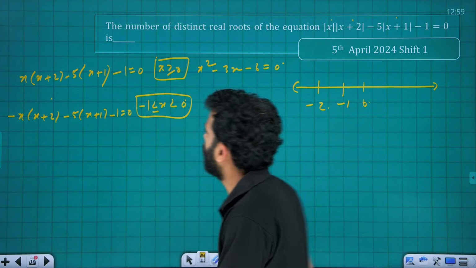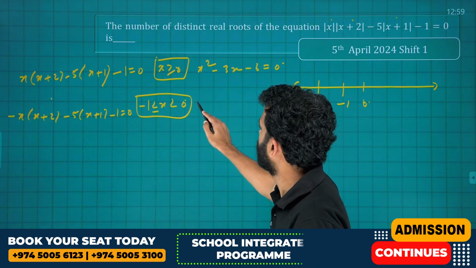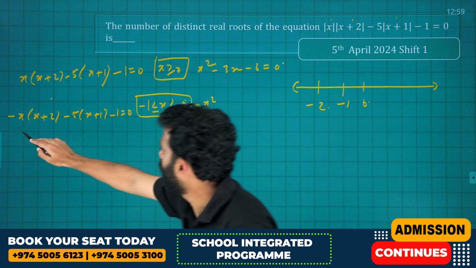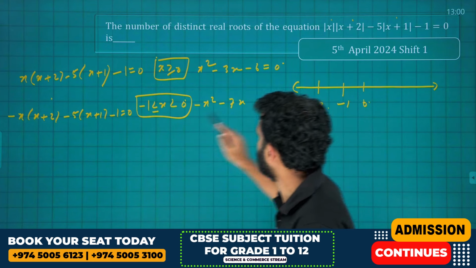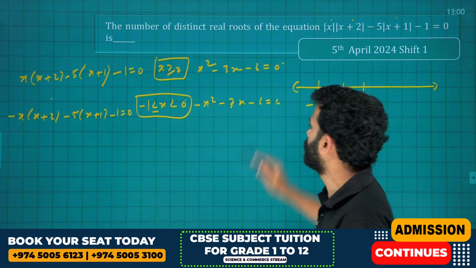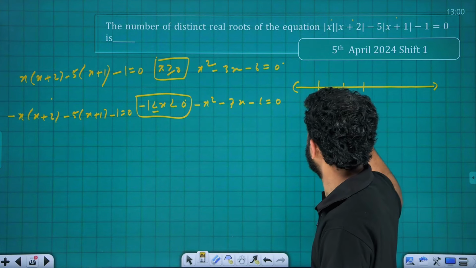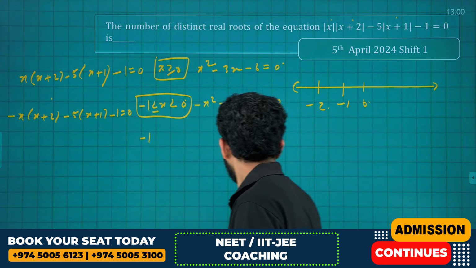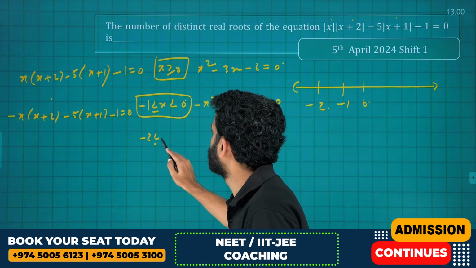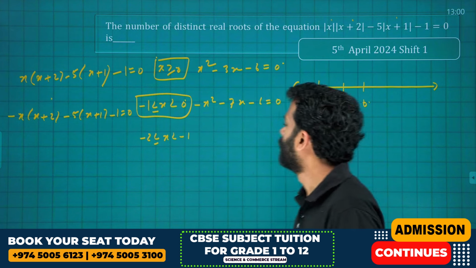So, if you simplify it, you will get minus x square, right? Minus x square minus 2x minus 5x, that is minus 7x minus 5 minus 1, that is minus 6 is equal to 0. Hope you are getting the idea here. Next is from minus 1 to minus 2, that is minus 2 less than or equal to x less than minus 1.